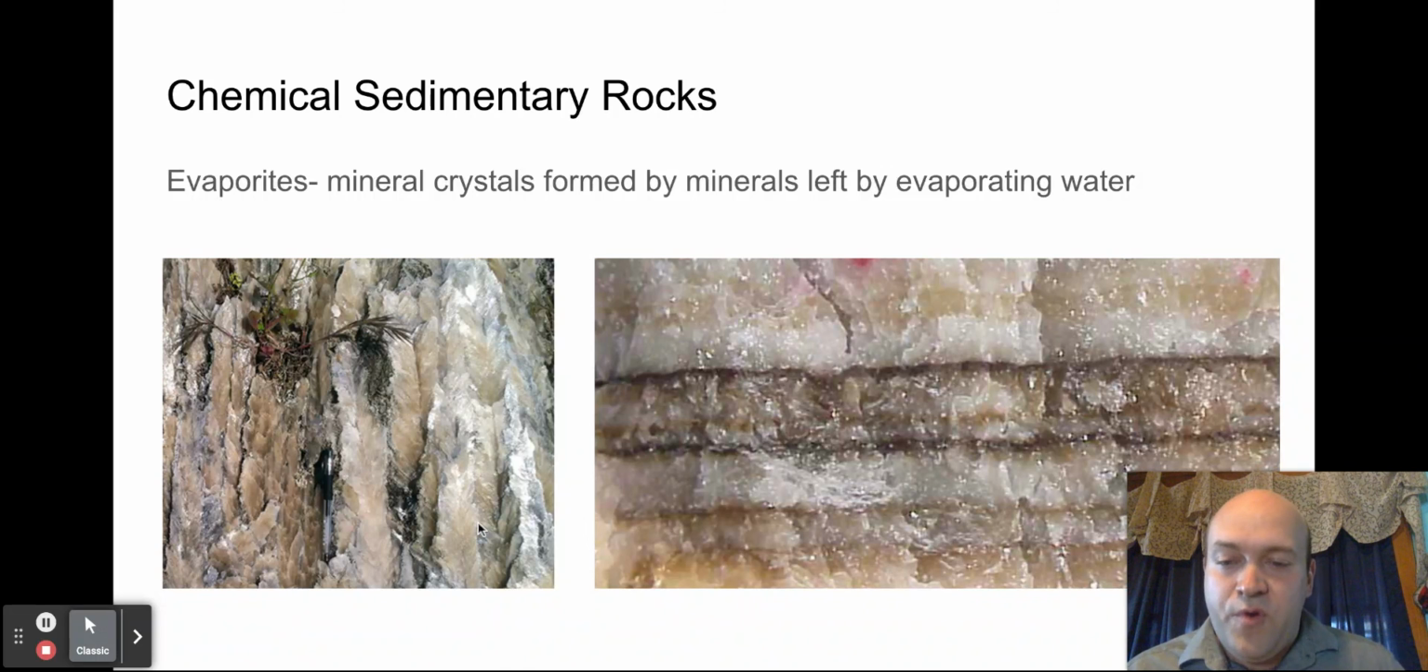Depending on where it forms and how much it got compacted after that, that dictates the form of the stone and what sort of minerals were in the water when it evaporated.